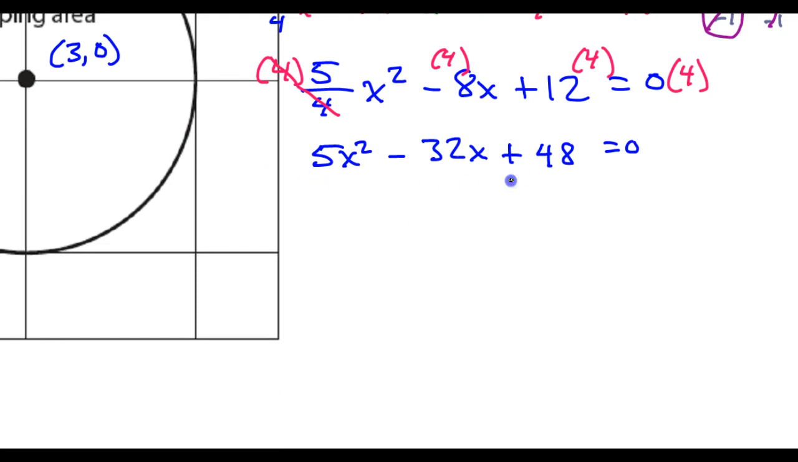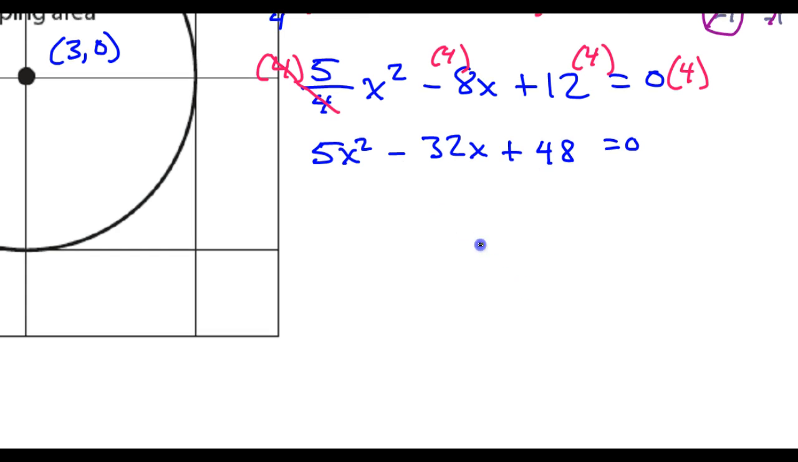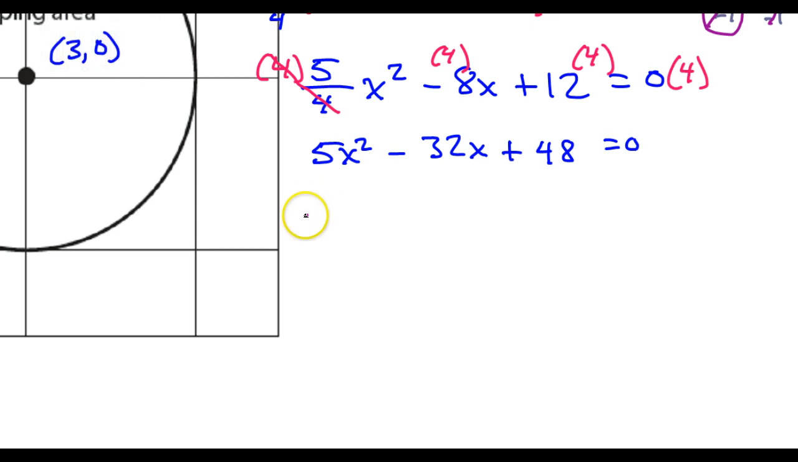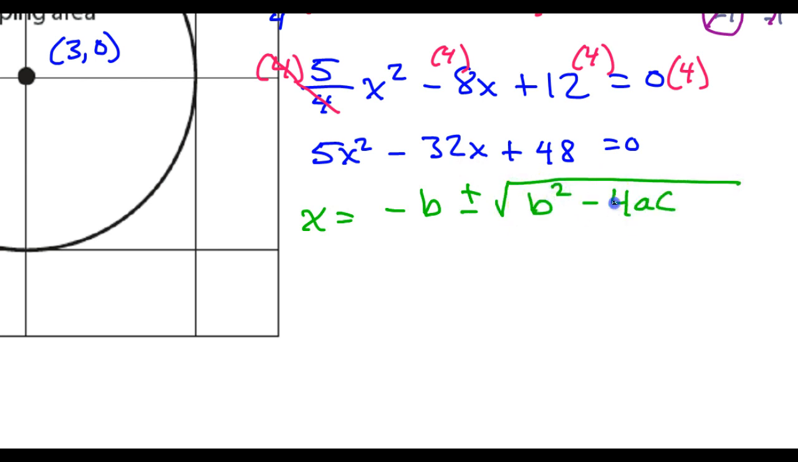Now I could factor this, or I could use the quadratic formula. I'm going to use the quadratic formula this time. Alright, remember that the quadratic formula is x equals opposite of b plus or minus the square root of b squared minus 4ac all over 2a. Okay, and this is a, this is b, and this is c. So that's what I'm about to do.